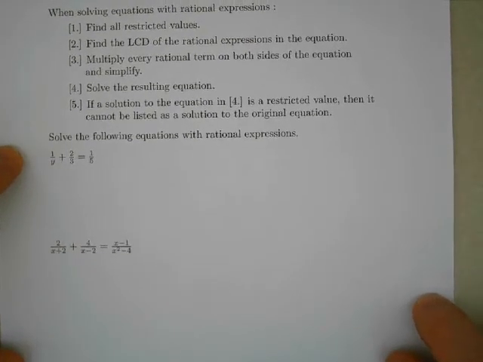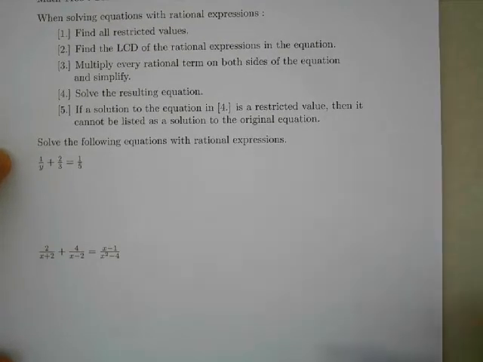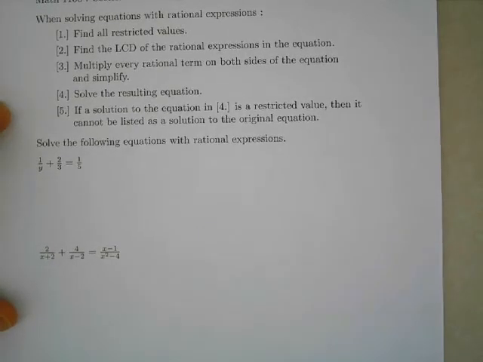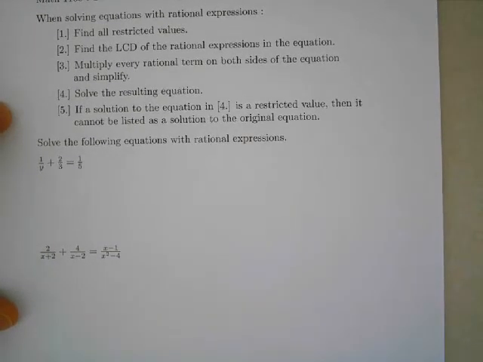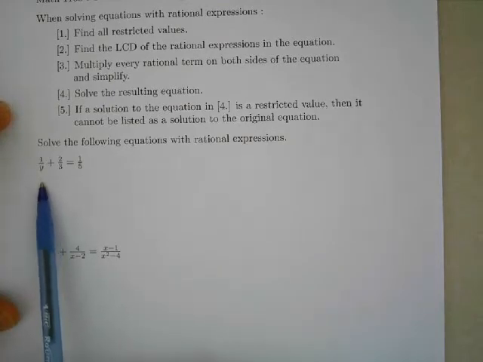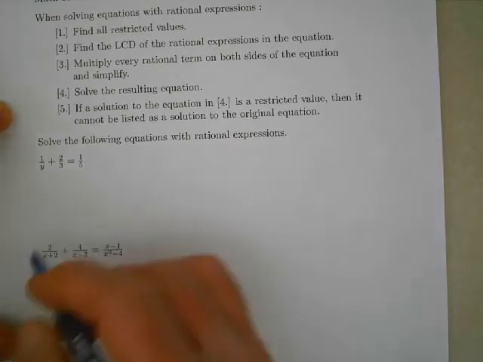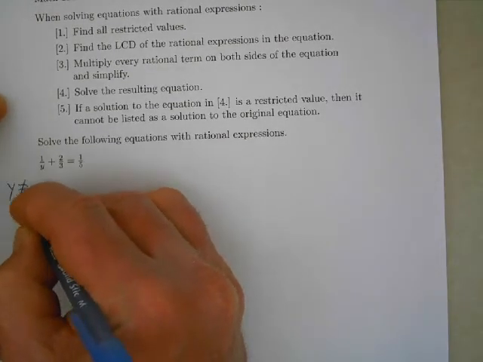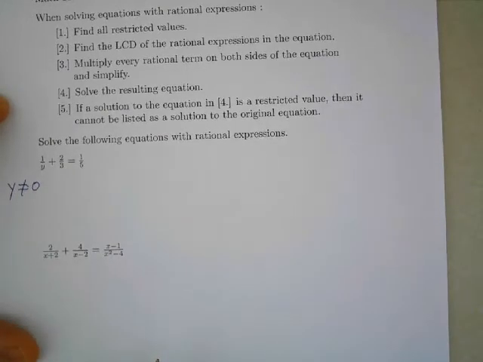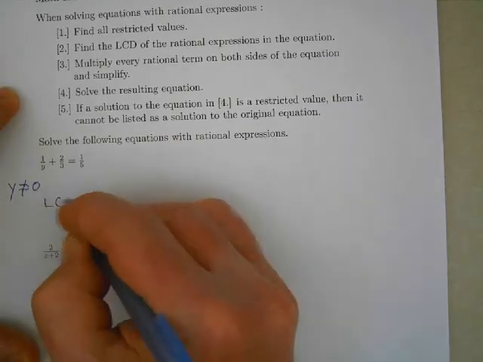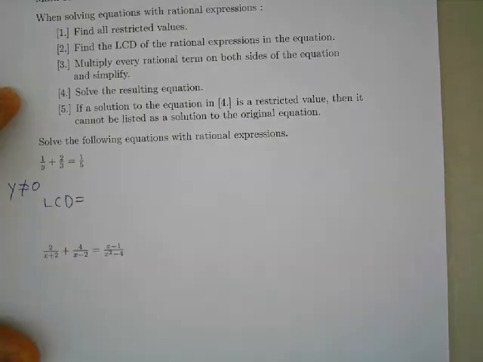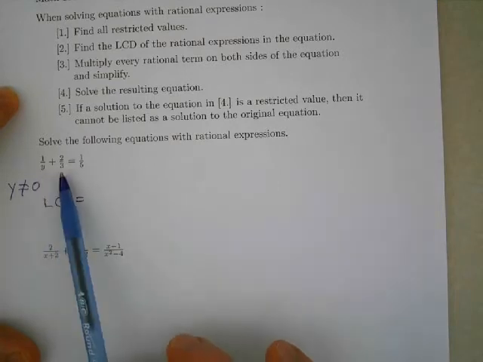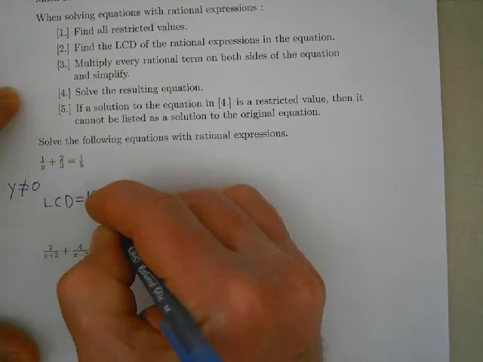Okay, so we'll follow those 5 steps to solve some equations with rational expressions. This first one, 1 over y plus 2 over 3 equals 1 over 5. The variable appears in only one denominator, and so there's only one restricted value: y cannot be equal to 0. The least common denominator, which is the least common multiple of the denominators, is just y times 3 times 5, or 15y.